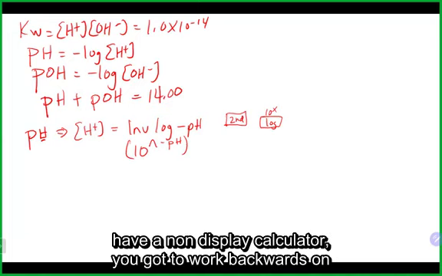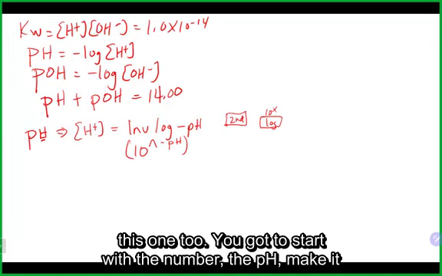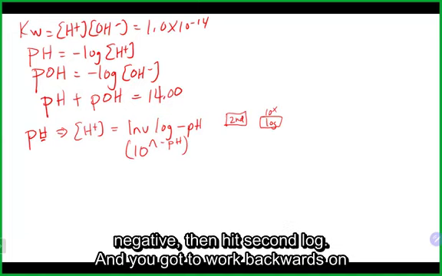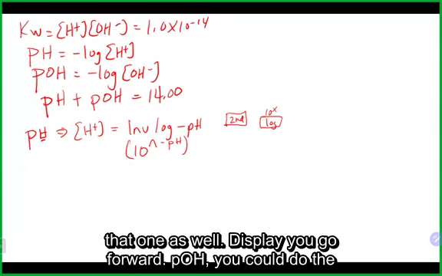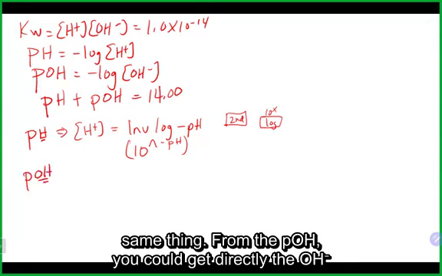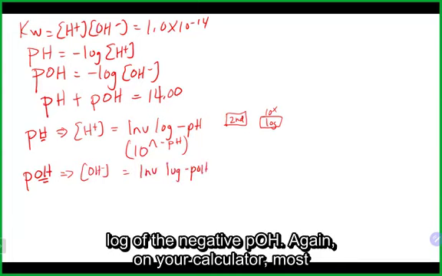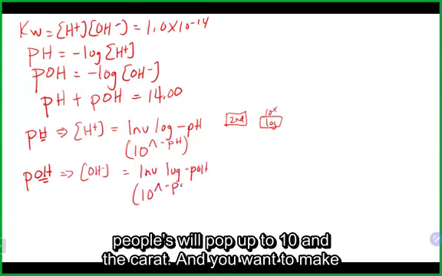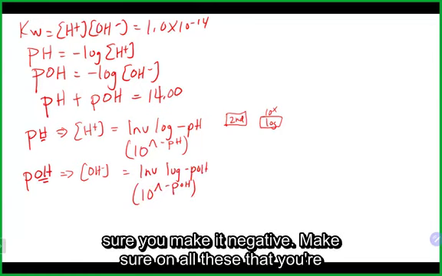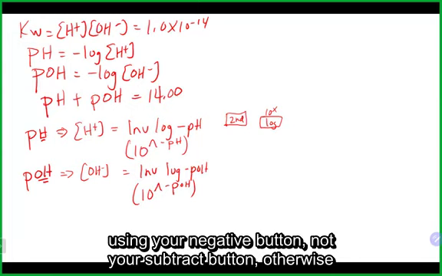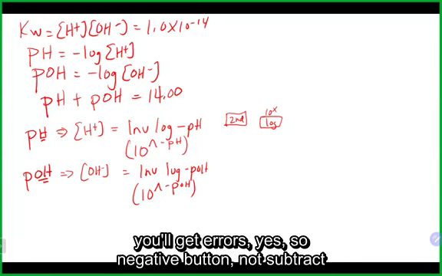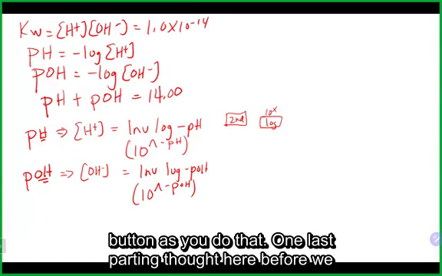By the way, if you have a non-display calculator, you got to work backwards on this one too. You got to start with the number, the pH, make it negative, then hit second log, and you got to work backwards on that one as well. Display, you go forward. POH, you could do the same thing. From the POH, you could get directly the OH minus concentration by doing the same calculation, the inverse log of the negative POH. Again, on your calculator, most people's will pop up the 10 and the caret, and you want to make sure you make it negative. Make sure on all these that you're using your negative button, not your subtract button. Otherwise, you'll get errors. Yes, so negative button, not subtract button, as you do that.